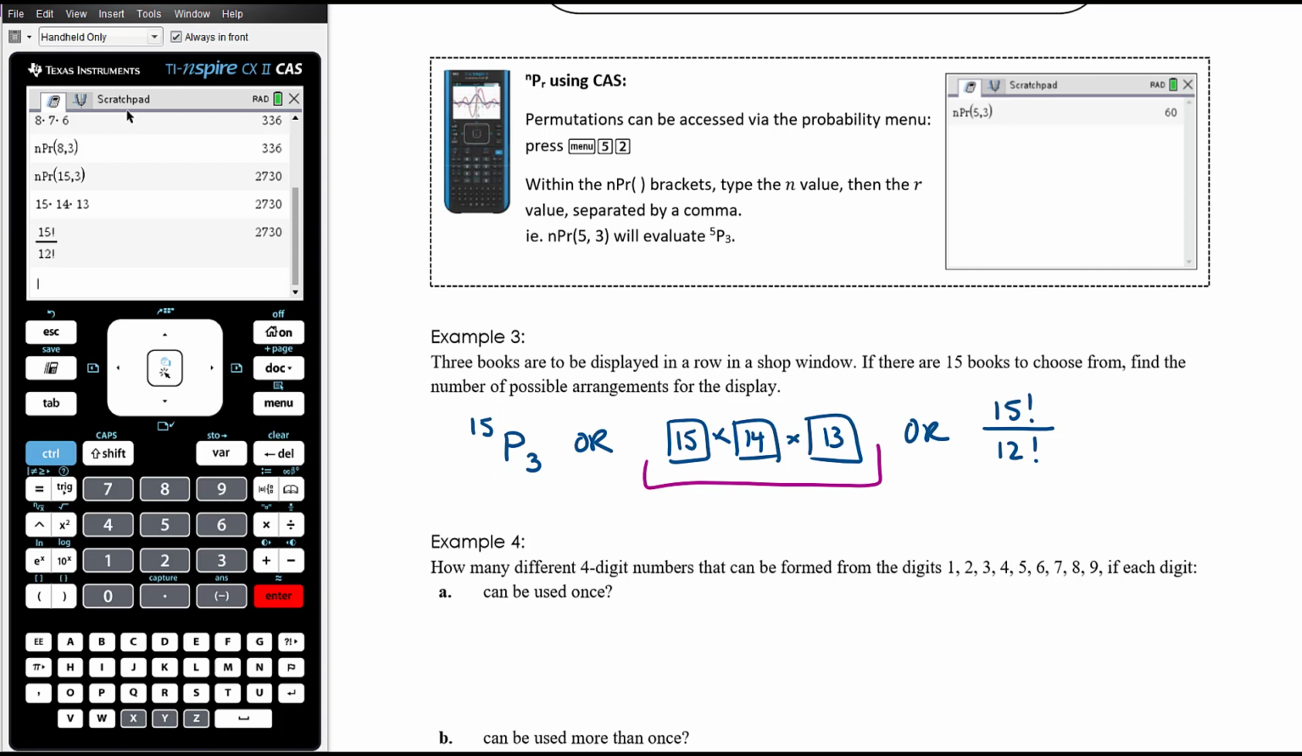Right, I've got 3 positions. How many options can go in this position? How many options can go in this position? How many options can go in this position? And do I want that, or do I want that and that? So do I add those options together, or do I multiply those options together? And in this case, we multiply.